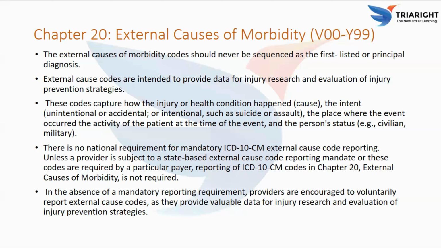So what are the code ranges for external causes of morbidity? V00 to V99 include transport accidents like car, bike and pedestrian. W00 to X59 include other accidental injuries by falls, burns or poisoning. X60 to X84 include intentional self-harm. X85 to Y09 are for assault. Whereas Y10 to Y99 covers legal intervention, complications and unspecified events.